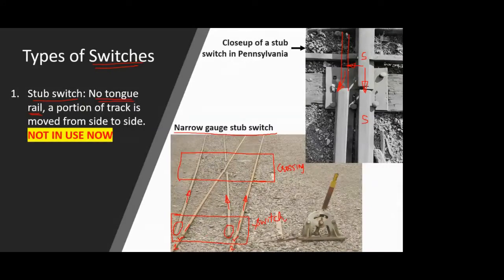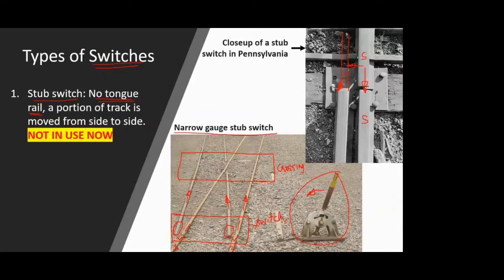To move rails 1 and 2, you have this assembly. It's just a lever assembly: if you pull the lever on one side, the rails shift to that side. In this case, if I move the lever to the left side, these rails 1 and 2 will move to the left side, and then your railway will be able to take a turn.